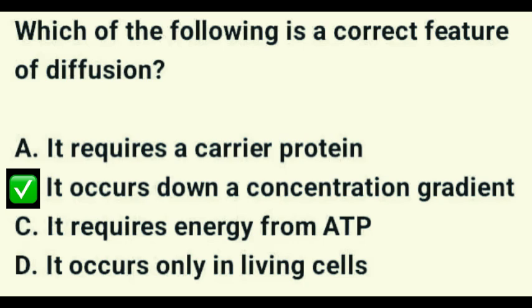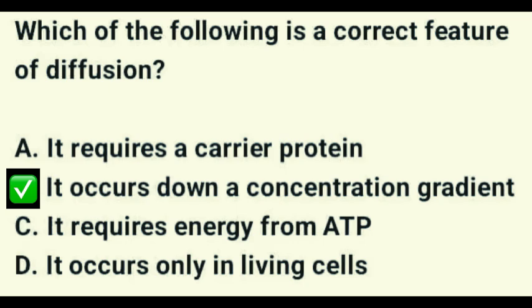Diffusion is a passive process by which molecules move from an area of high concentration to low concentration until equilibrium is reached. That is the definition of diffusion. It does not require any external energy. For example, when perfume is sprayed in one corner of a room, the scent spreads throughout by the process of diffusion. So option A is wrong because diffusion does not need a carrier protein. Only facilitated diffusion or active transport may require that.